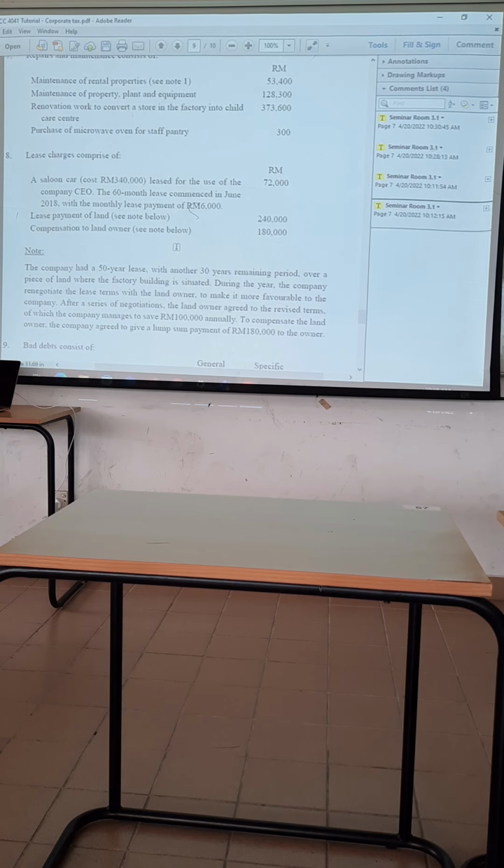Alright, and then lease payment of land, see note below, and then compensation to landowner, also see note below. This one is related to the land. So you have to see whether the lease charges on the land and the compensation to landowner that you have to pay to the landowner is allowable.